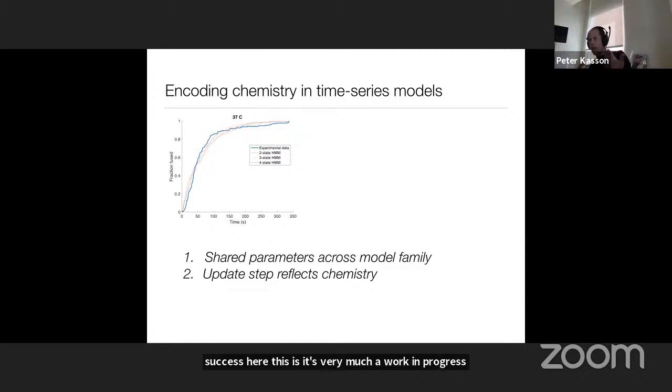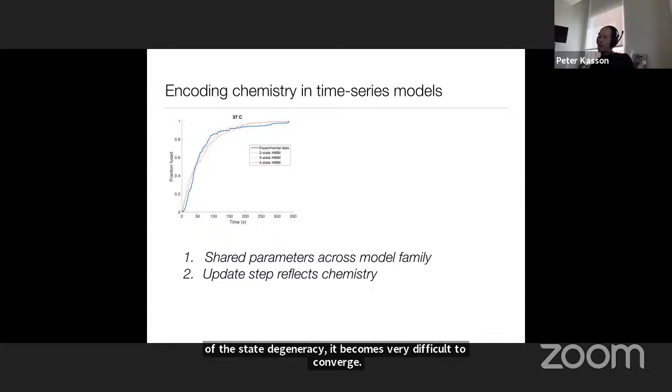That hidden Markov models with a number of constraints can fit some of these very well, but others, because of the state degeneracy, it becomes very difficult to converge traditional models, and a number of the sort of encoding prior knowledge and regularization approaches become very important.